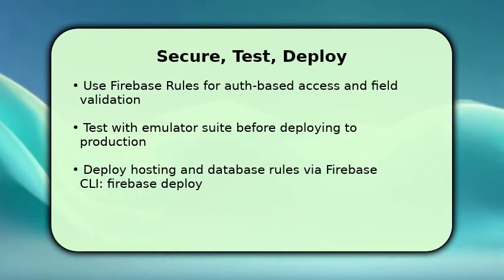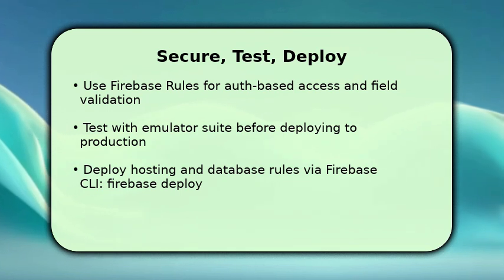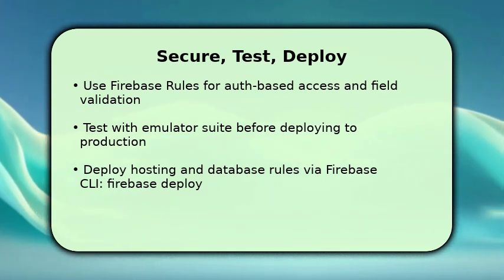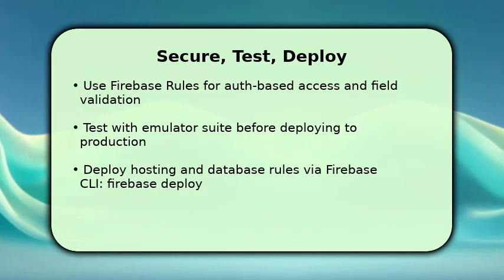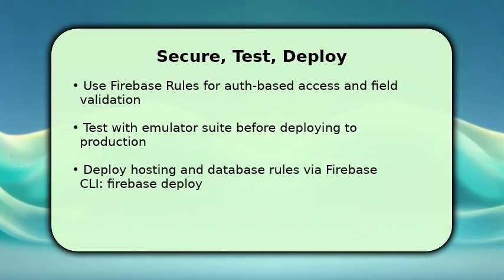Common issues are rule denials or missing indexes. If rules block access, temporarily enable verbose logging and rerun the failing request to inspect errors.